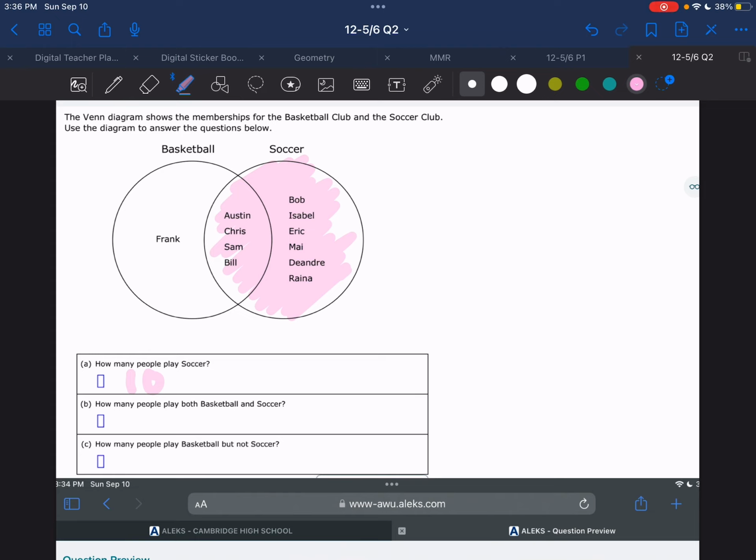The next one is basketball and soccer, and that is going to be the people that overlap, which there are 4. And then finally, the people that play basketball but not soccer are going to be the people who are not in the overlap on the basketball circle, which would be 1.